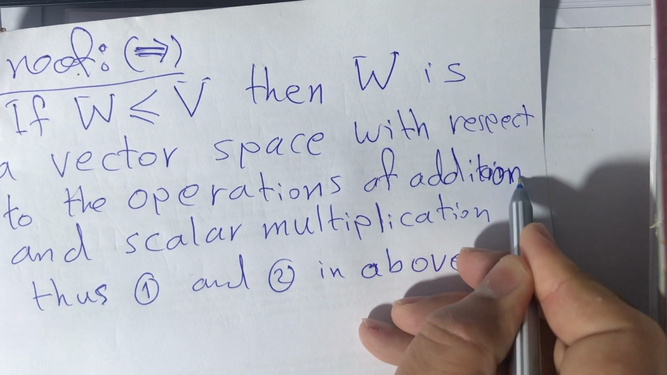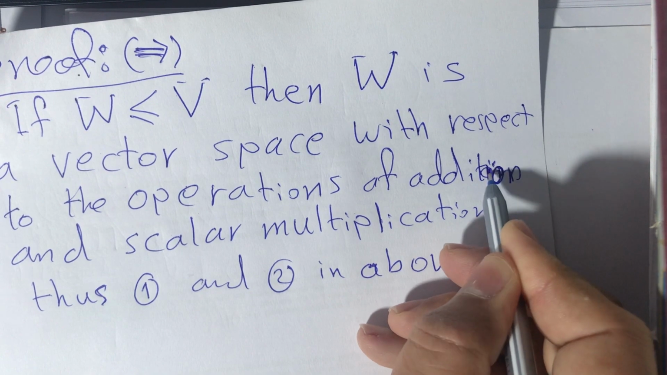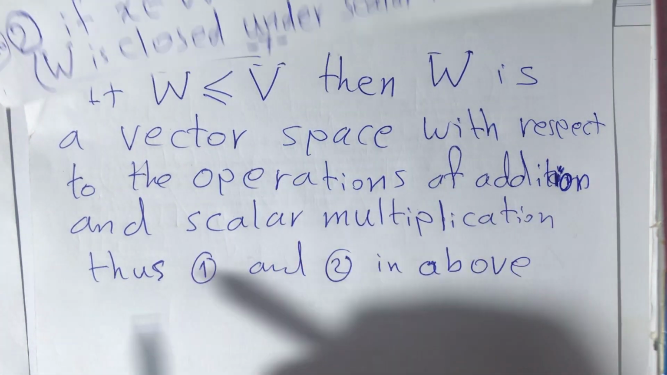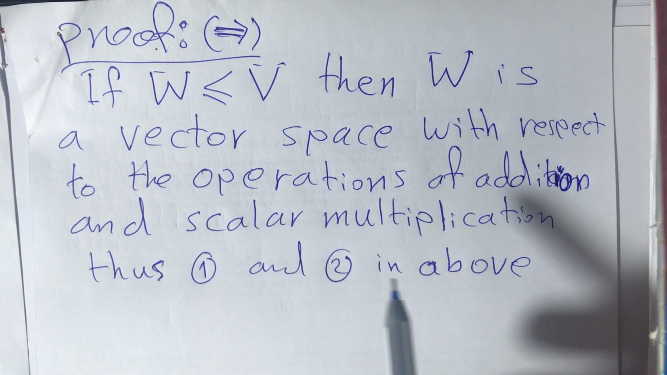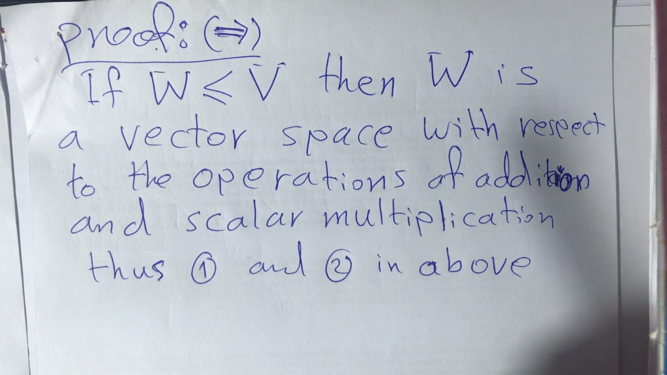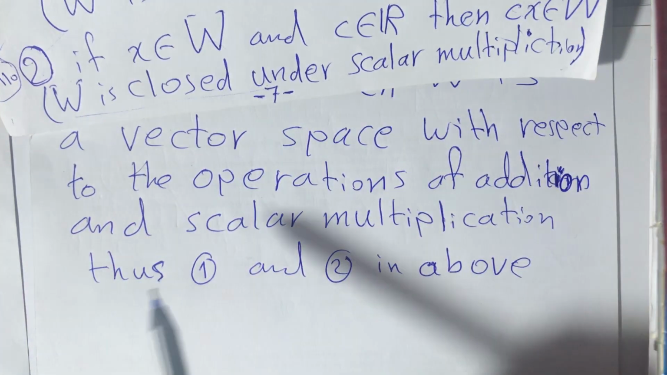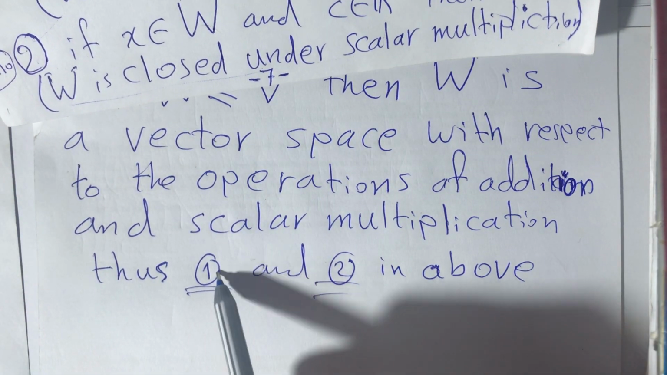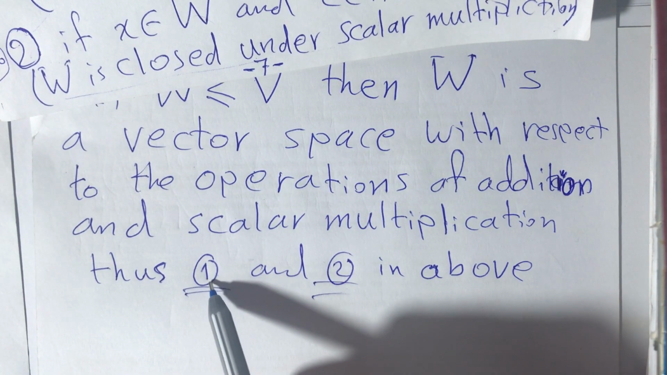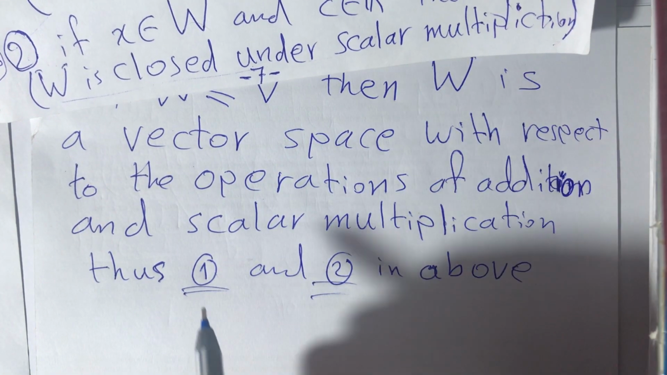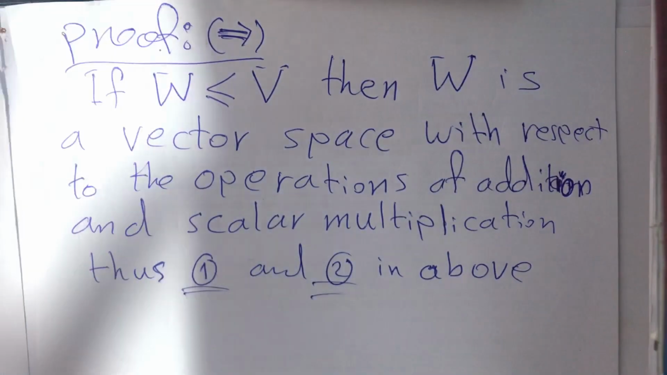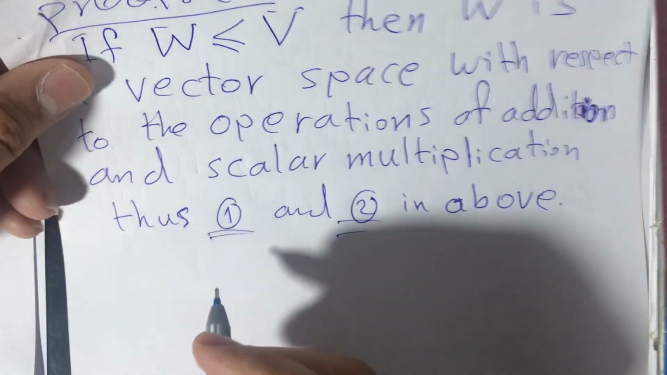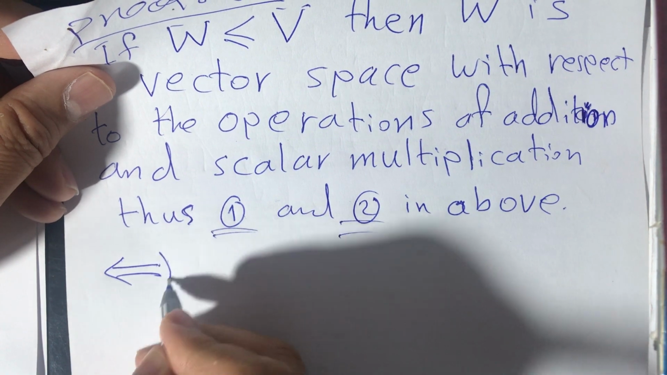Of addition and scalar multiplication. Thus all axioms A1 until A10 are satisfied. In this theorem we need just A9 and A10, so 1 and 2 are satisfied, but not just this, but all of them, A1 until A10, are satisfied. So this is the first direction, and this is the second direction.